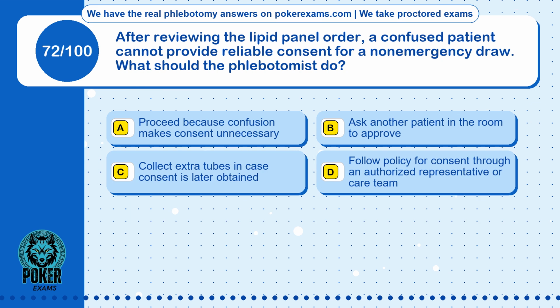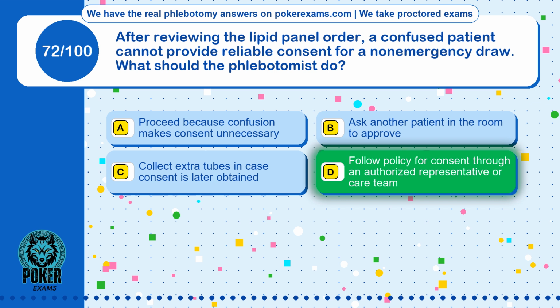Question 72. After reviewing the lipid panel order, a confused patient cannot provide reliable consent for a non-emergency draw. What should the phlebotomist do? Option A, proceed because confusion makes consent unnecessary. Option B, ask another patient in the room to approve. Option C, collect extra tubes in case consent is later obtained. Option D, follow policy for consent through an authorized representative or care team.